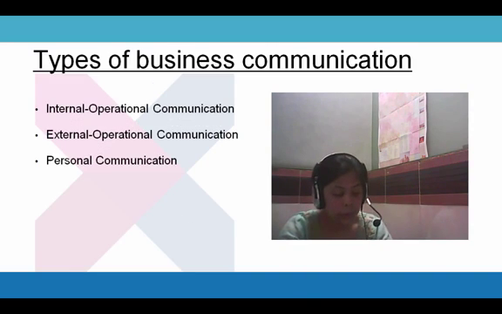Let's move ahead. So, what are the types of business communication? Internal operational communication, then there is external communication, and personal communication. So, what does internal operational communication mean? This is a structured communication which is done internally within the organization, and this is communicated to the employees very explicitly to make them understand the goals of the business.